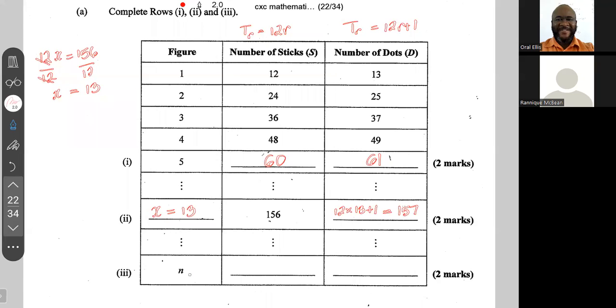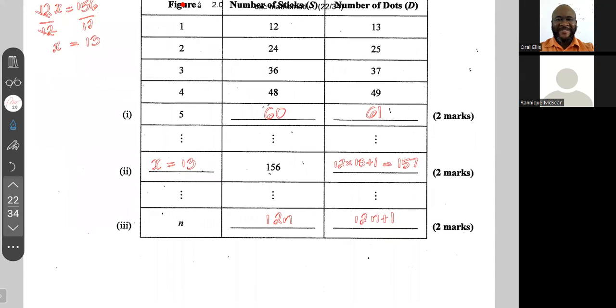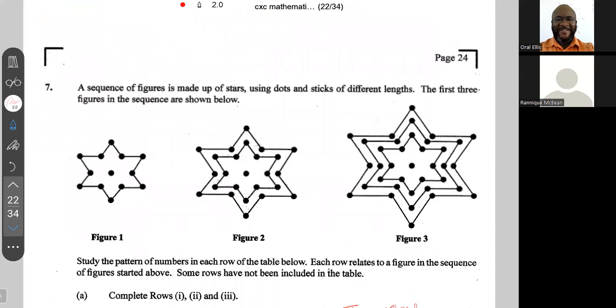Here, if the figure number is n, this would be 12n, and this would be 12n plus 1. Moving down. So we have number of dots and number of sticks.